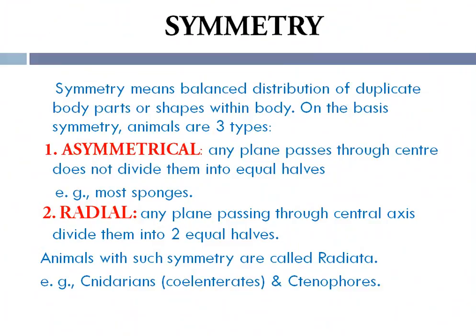Second one is radial symmetry. In radial symmetry, any plane passing through central axis divides them into two equal halves. Animals with such symmetry are called radiata. Example, cnidarians or coelenterates and ctenophores.